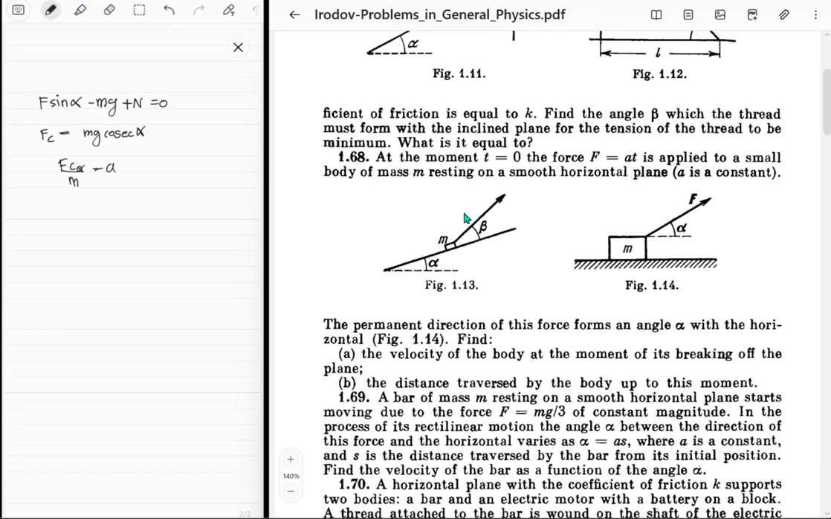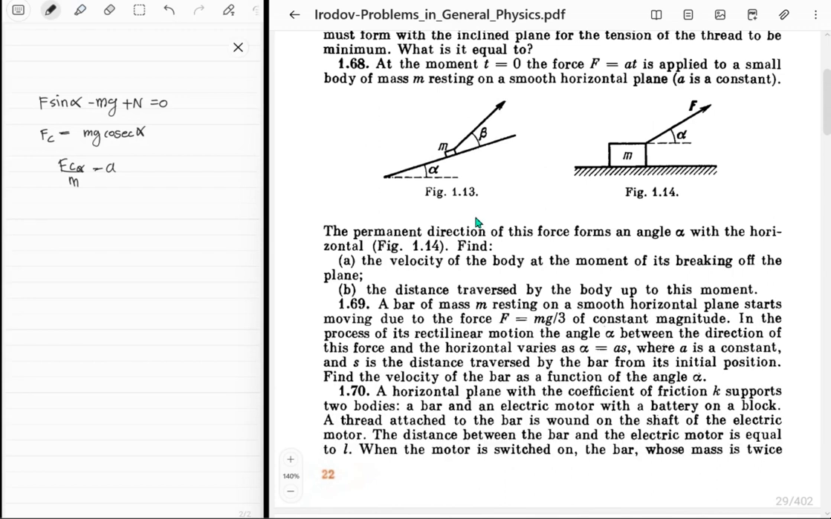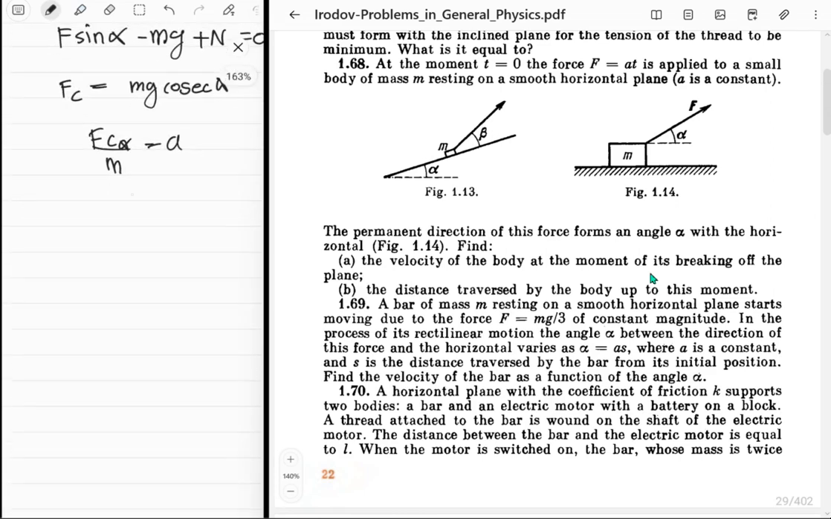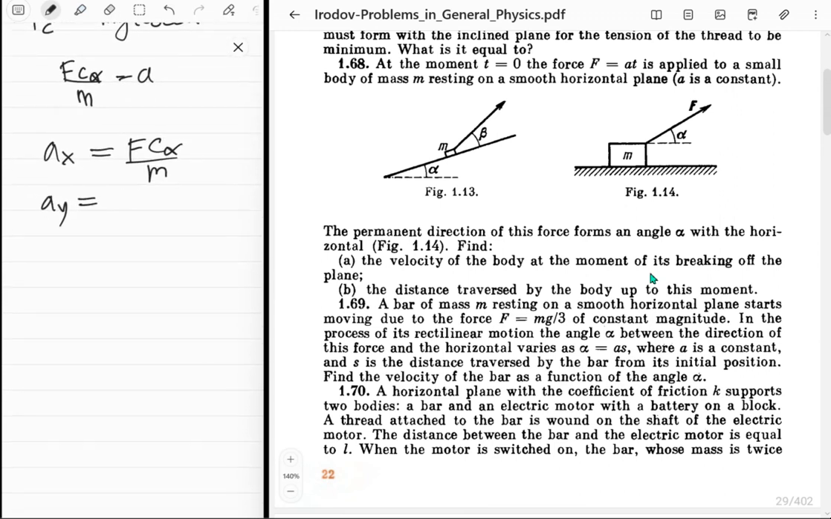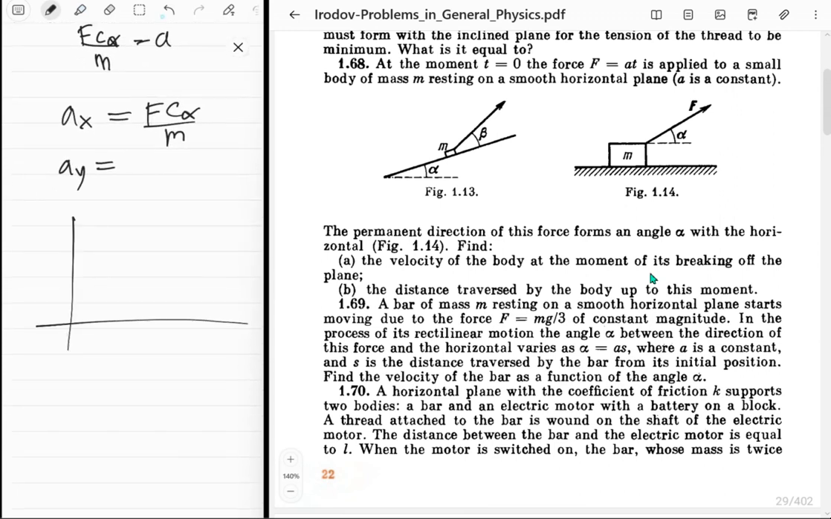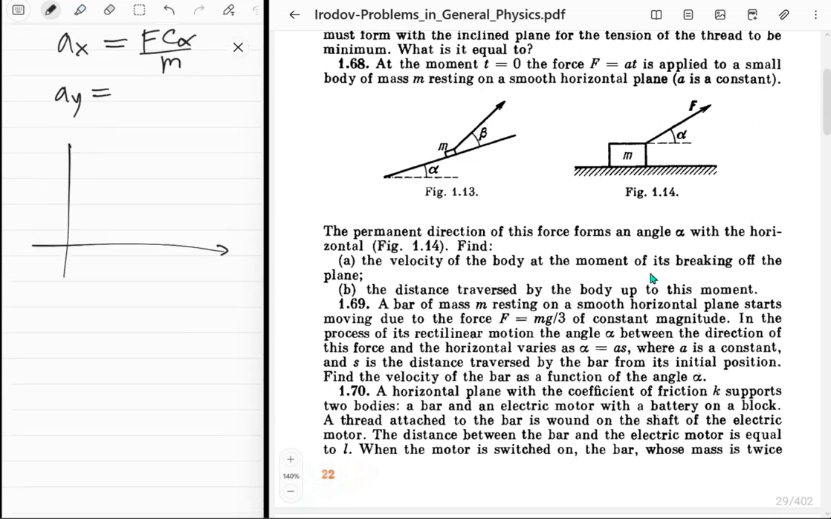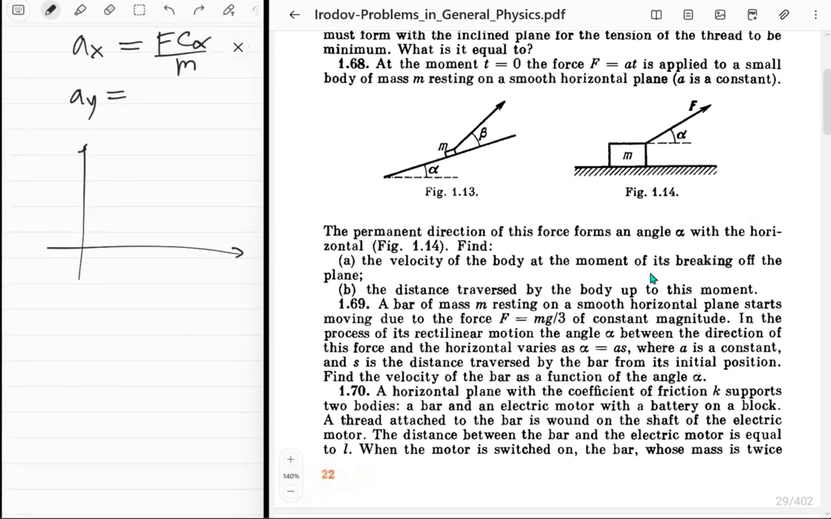What was it doing once again? 68, I think. Right. What do you want to find? Velocity of the body at the moment of its breaking off the plane. So once again, draw a graph so that you can do it. So our acceleration in the x direction is F cosine alpha, which is fixed, upon m, and our y acceleration will be 0 most of the time, but then after a certain point it will not be 0 when your N becomes 0, right? So try to graph this thing. We'll just go with x and y differently, I think.